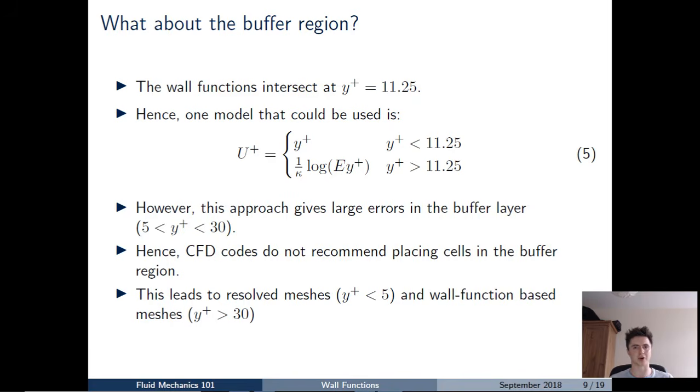Now, this is the most straightforward approach to the buffer region, but it will give large errors because we've seen that both the blue curve and the green curve don't closely match the observed behavior in the buffer region. And it's for this reason that CFD codes and CFD manuals often recommend not placing cells in the buffer region between a y plus of 5 and a y plus of 30. This often leads to wall resolved meshes with y plus of less than 5 and wall function meshes with y plus greater than 30, because the behavior in the buffer region is really uncertain and hence can be quite inaccurate.